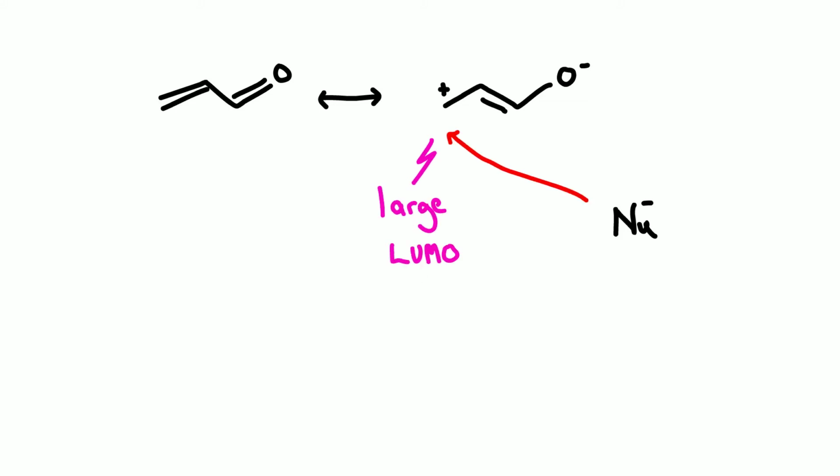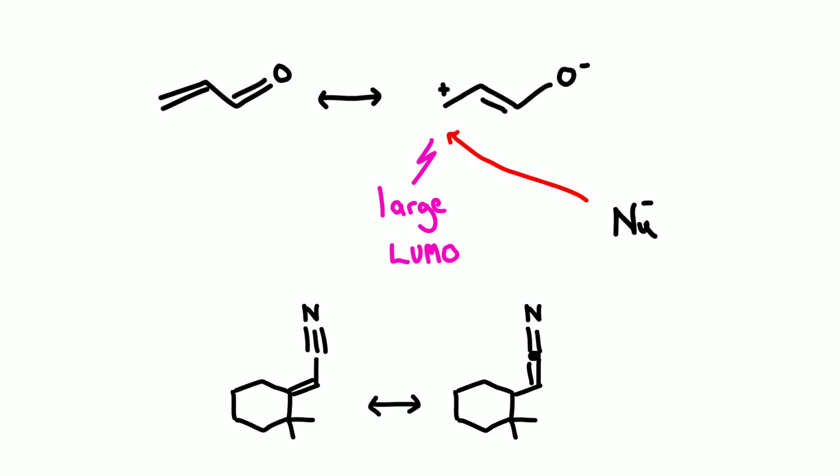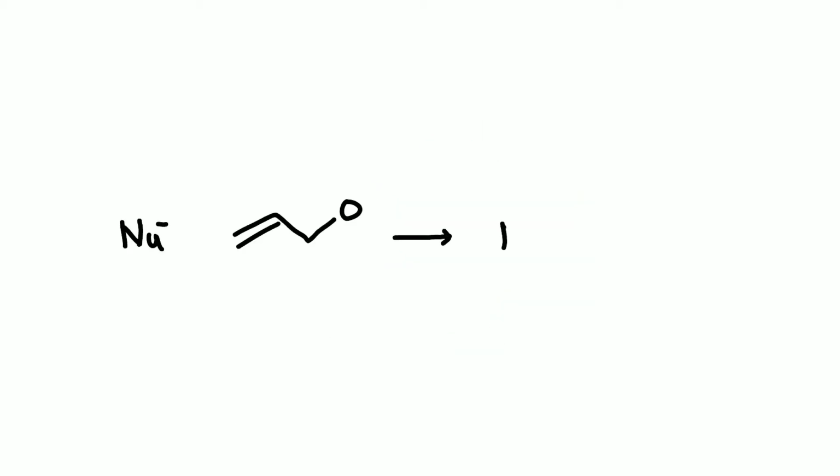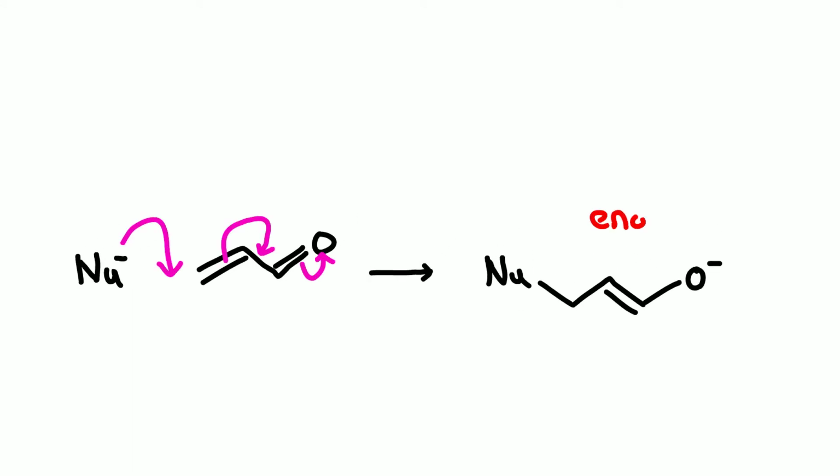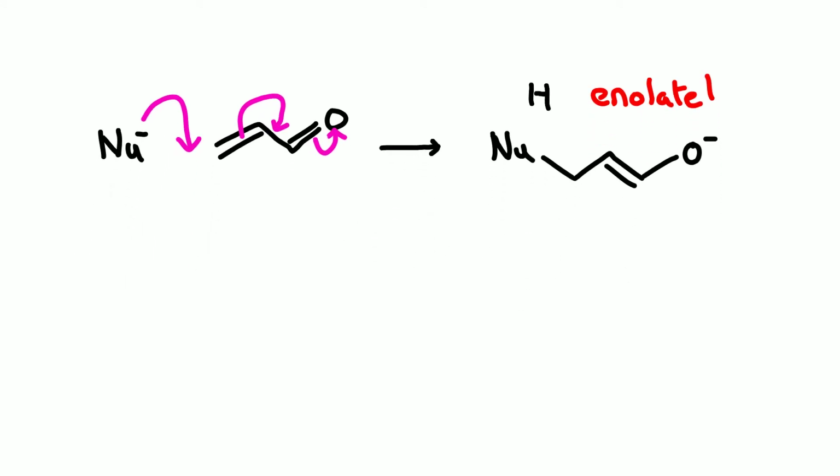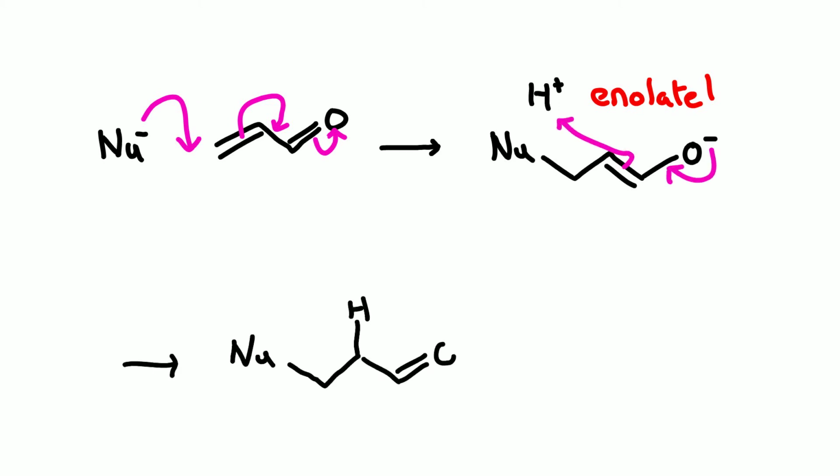Simple resonance structures reveal why nucleophiles can add to the beta carbon of an enone. In terms of molecular orbital theory, the LUMO at the beta position is large and overlaps more effectively with the HOMO of the nucleophile. Thus, the complete mechanism of this process is attack of the nucleophile at the beta carbon, formation of an enolate, and then protonation of the enolate at C-alpha to give a 1,4 addition product.